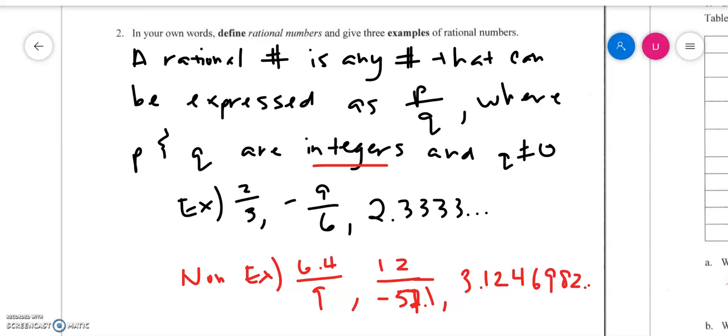3.1246982... There's no pattern to this repetition. We know this decimal will go on forever, but unlike 3.333 or even something like 0.565656, which I'll write in black so we know it goes with the examples, there's still a pattern to those, but there's no pattern to this one. So not rational. It cannot be turned into this fractional form.